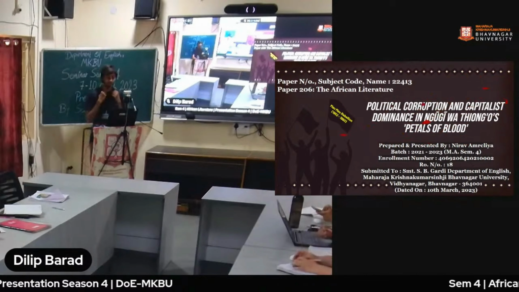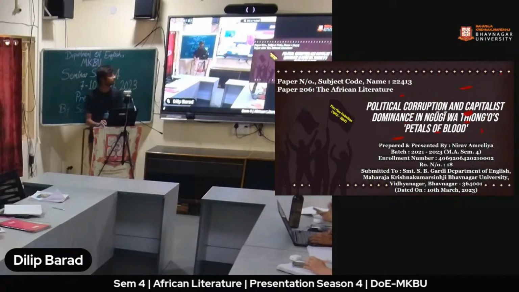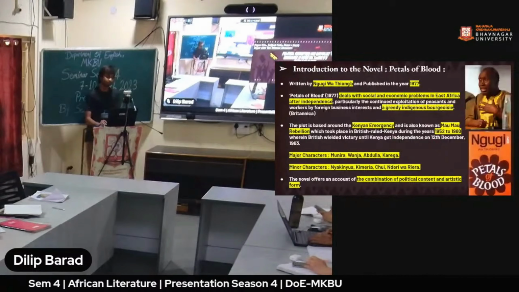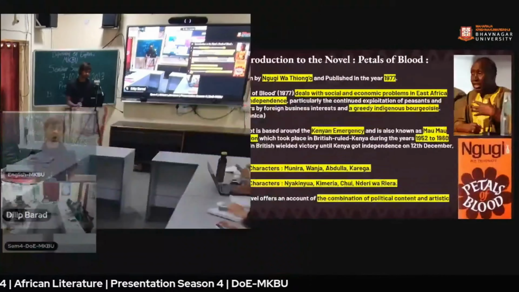In my title, I have mentioned this flag is there, and there's the Mau Mau rebellion. So the whole play, we can say, or the whole novel centers around this Mau Mau rebellion. So let us see how political corruption was there in post-independence Kenya, and how capitalist dominance was there. Okay, so it is the introductory slide to the novel, and first let us see the highlighted part.